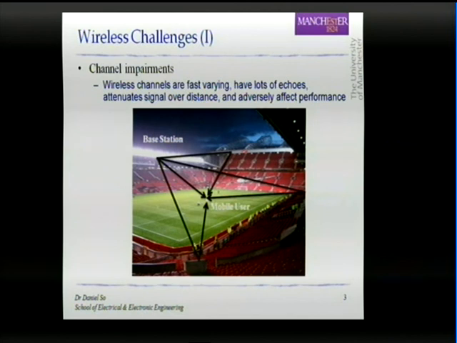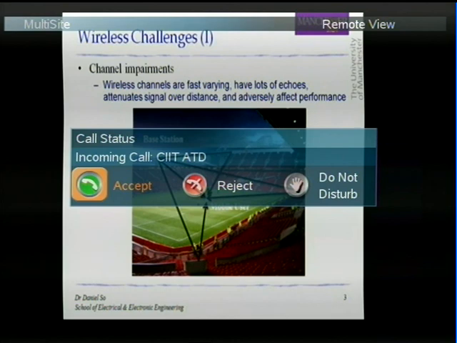This is another major challenge for wireless communication. Another problem is that because we're broadcasting, the signal will attenuate over long distance, so the further away you are from the base station, the weaker the signal you will get. All this adversely affects the performance. So it's much more difficult to communicate in wireless than in wireline communication.